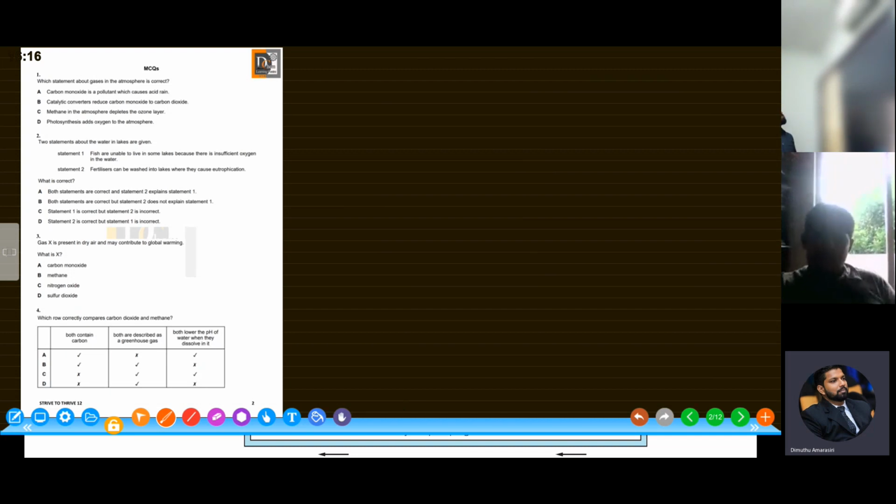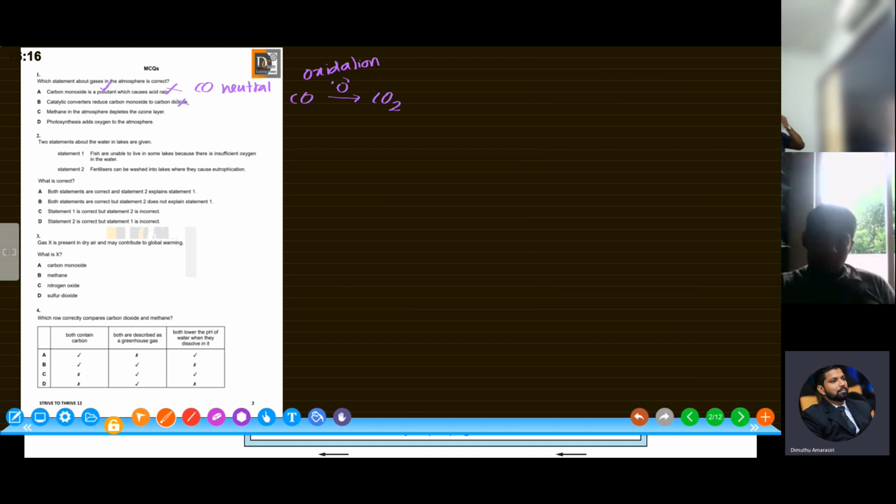Okay. Which statement about gases in the atmosphere is correct? Carbon monoxide is a pollutant which causes acid rain. Wrong. This is correct, but it doesn't cause acid rain because carbon monoxide is neutral. Catalytic converter reduces carbon monoxide to carbon dioxide. Sounds very correct, right? But the answer is wrong. The reason is this is an oxidation process. See how tricky the statements are. This is an oxidation process.